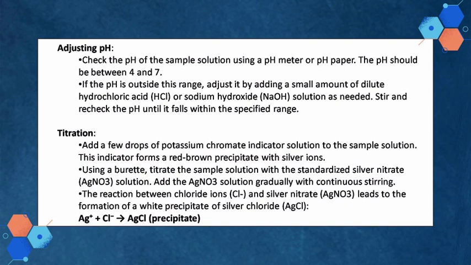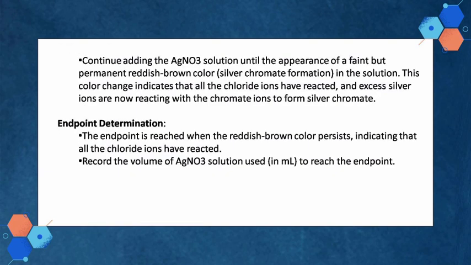The reaction between chloride ions, Cl-, and silver nitrate, AgNO3, leads to the formation of a white precipitate of silver chloride, AgCl. Ag+ plus Cl- gives AgCl precipitate. Continue adding the AgNO3 solution until the appearance of a faint but permanent reddish-brown color, silver chromate formation, in the solution. This color change indicates that all the chloride ions have reacted, and excess silver ions are now reacting with the chromate ions to form silver chromate.